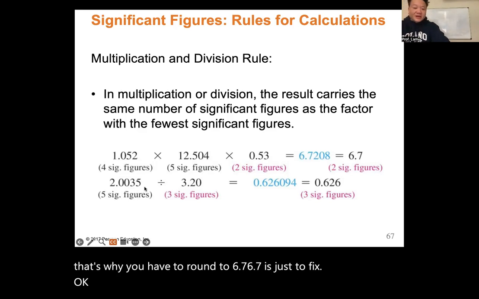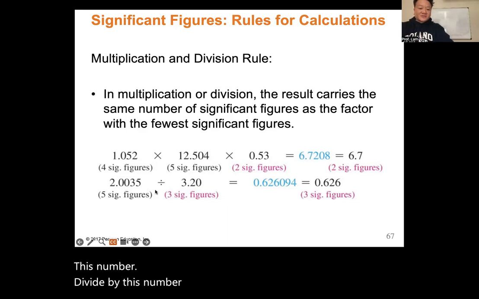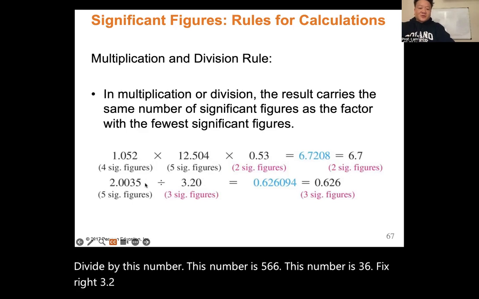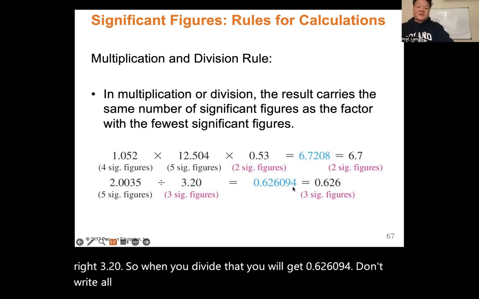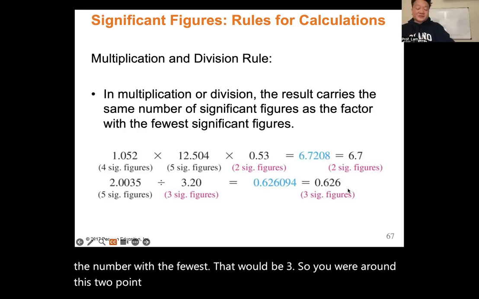Okay, let's look at division, right? So you have this number divided by this number. This number is 5 sig figs. This number is 3 sig figs, right? 3.20. So when you divide that, you will get 0.626094. Don't write all that, right? You're going to round it to the same sig figs as the number with the fewest. That would be 3. So you will round this to 0.626. 3 sig figs. Okay.